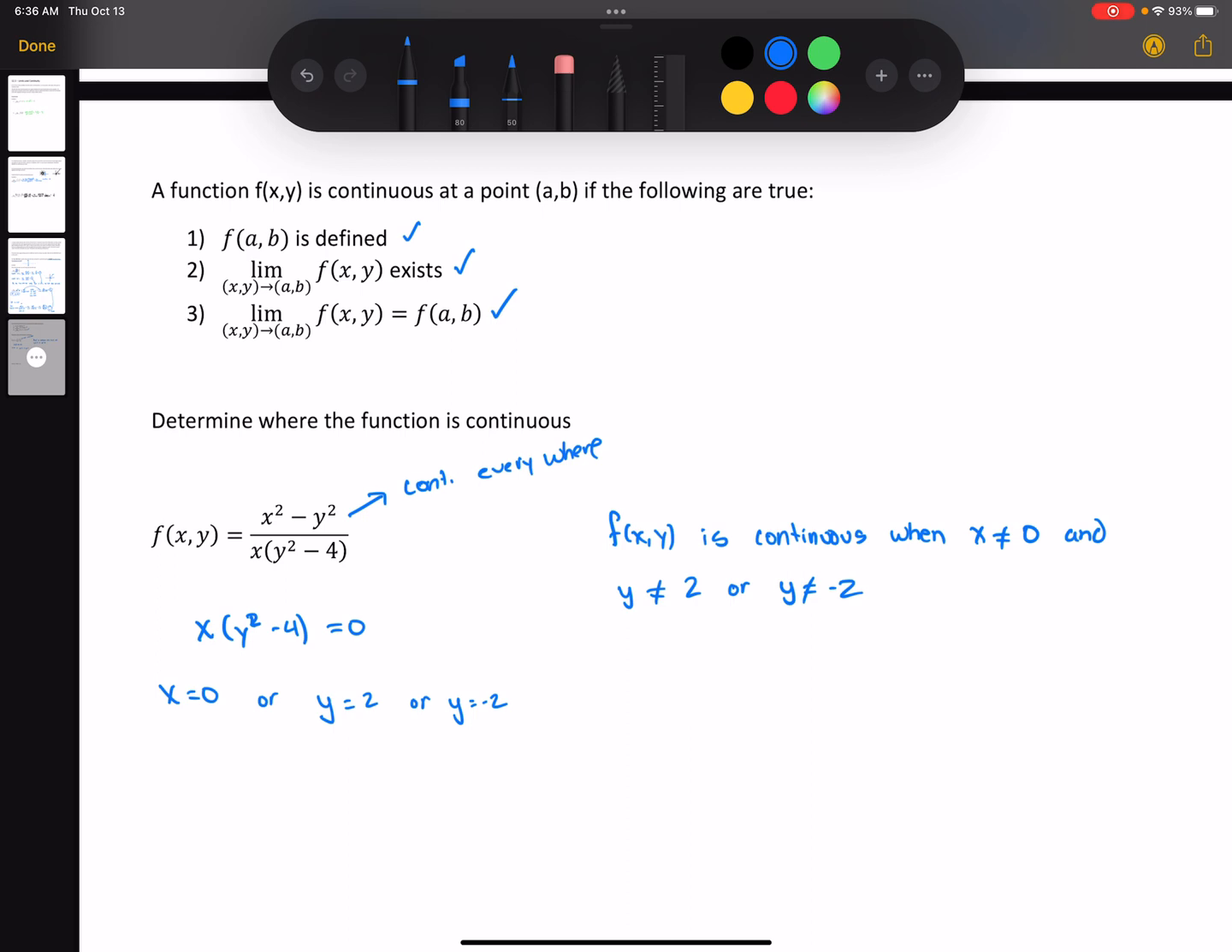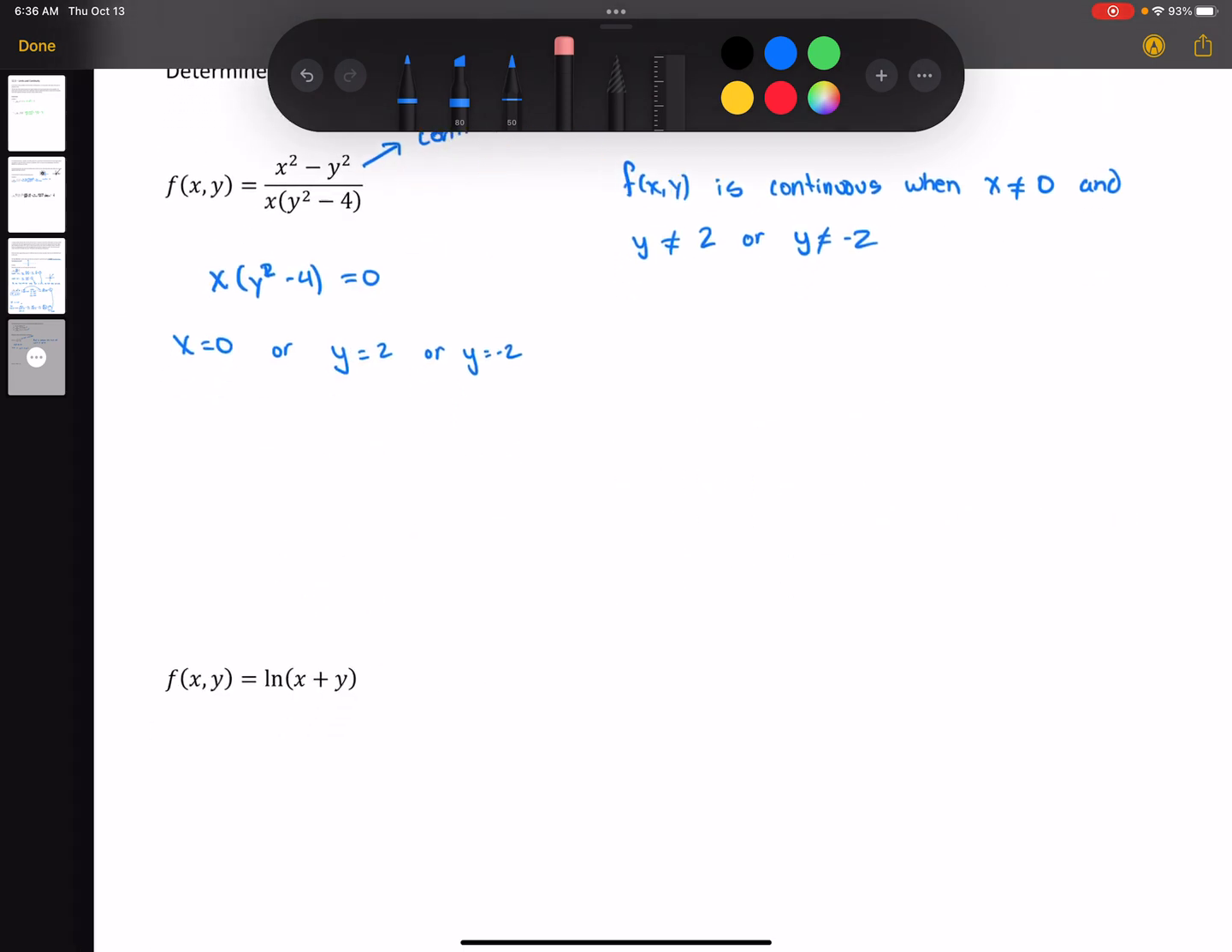individually. So we can't have a point like 0, 1, and we can have a point like 3, 2, or something like that. So for any points that don't fit that description. So that's it. And so our last thing is for the logarithm.